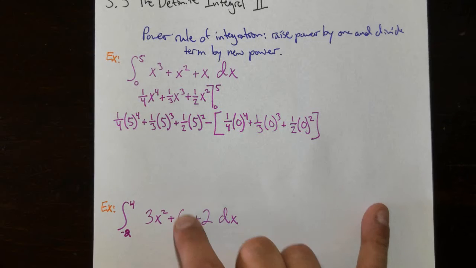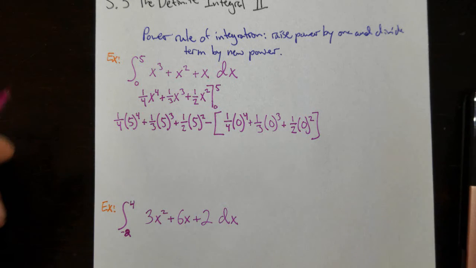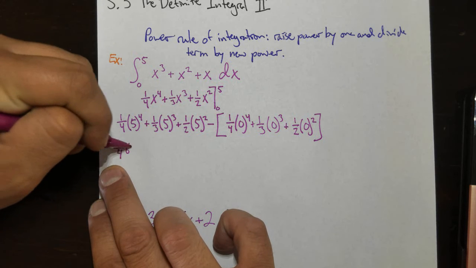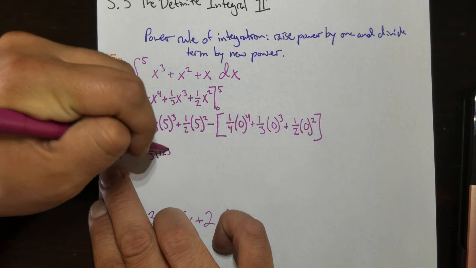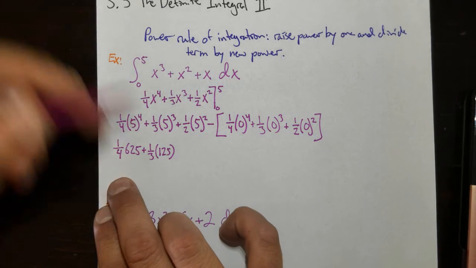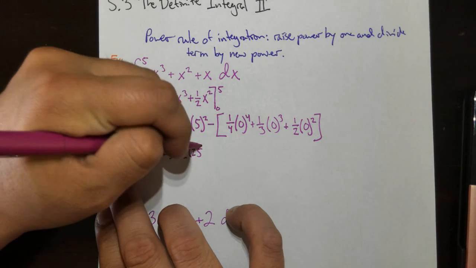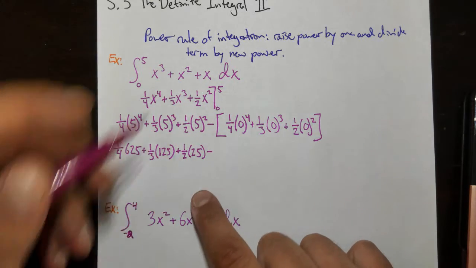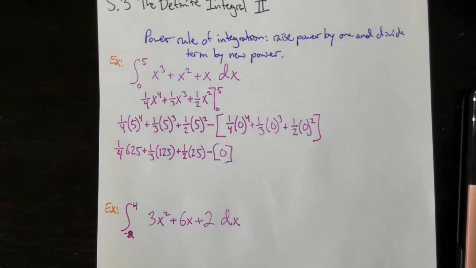And let's see here. 5 to the 4th, I don't really have that memorized, to be honest. 625. So we have 1/4 times 625 plus 1/3 times 125. That's 5 cubed, right? Plus 1/2 times 25, that's 5 squared, minus, and if you notice, this is all going to zero out, so this is going to be minus 0 here. So we're not subtracting anything in this case.